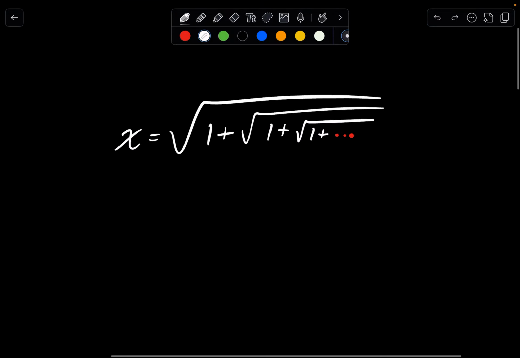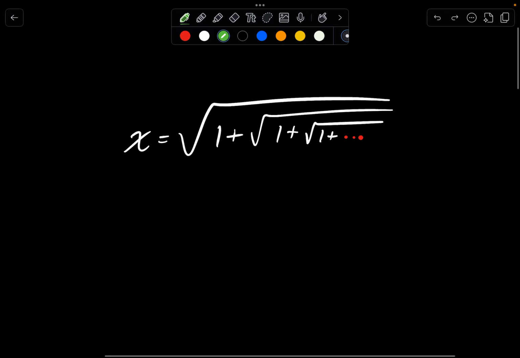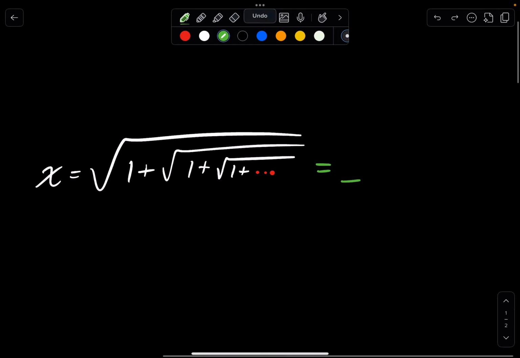Alright, so analyzing the equation, immediately we have x is equal to the square root of 1 plus the square root of 1 plus the square root of 1 infinitely many times, which makes it a really weird and honestly cool problem. So how can we even approach this problem? We're trying to find a value for x in numeric form, if we can even write that. And the answer is actually really shocking.